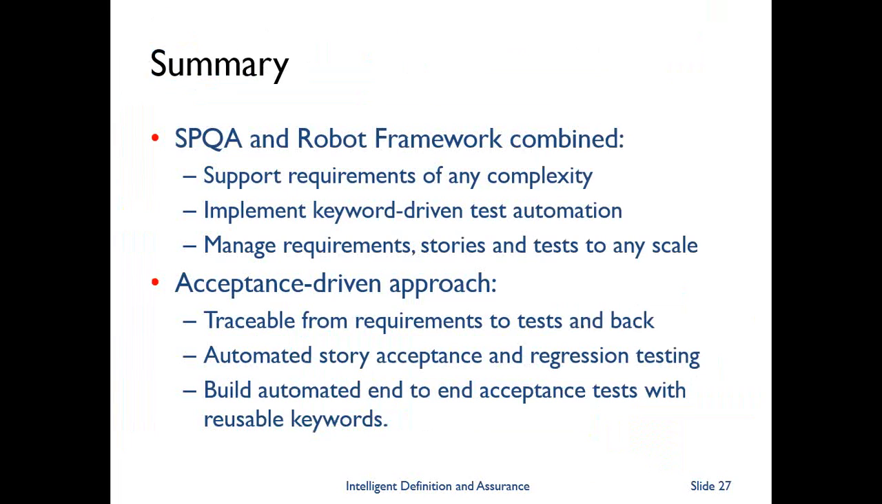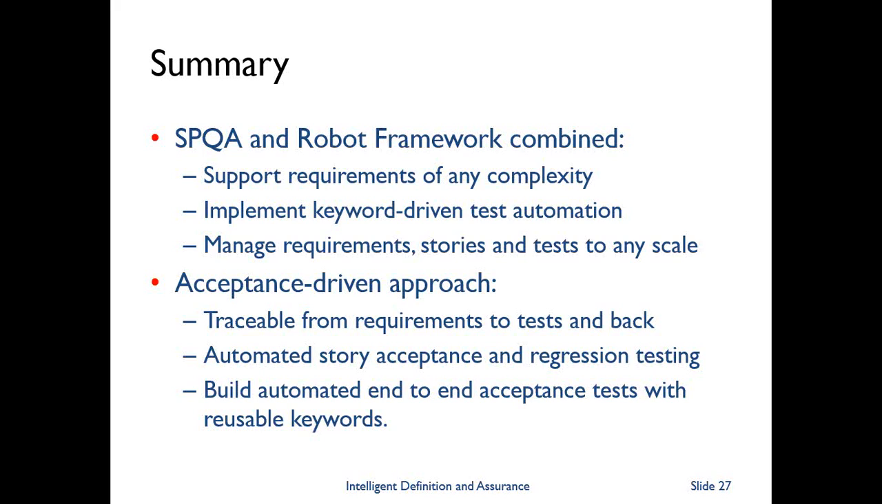Okay, so in summary, SpeedUp QA and Robot Framework combined support requirements of any complexity because there's a requirements management module which is not so sophisticated but provides all the core features of a requirements management product. You can capture priorities, you can create the hierarchy of requirements, it stores a change history of every requirement so you can see who changed what and when.